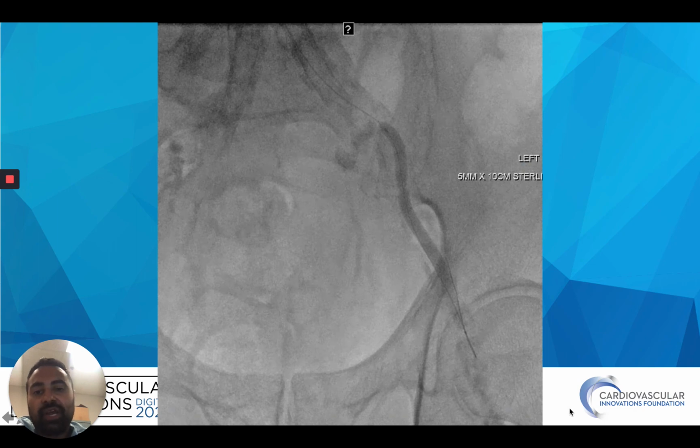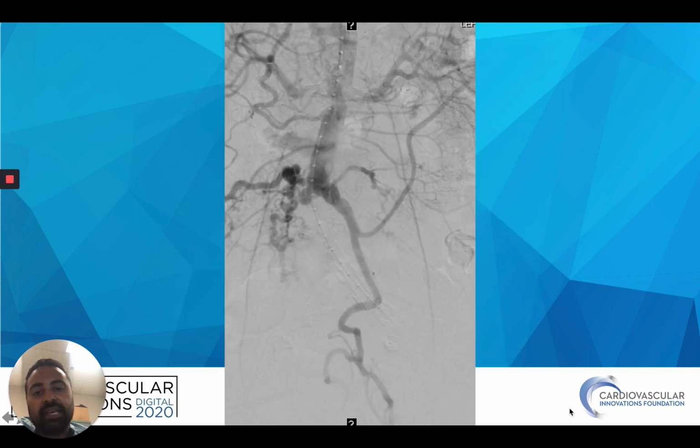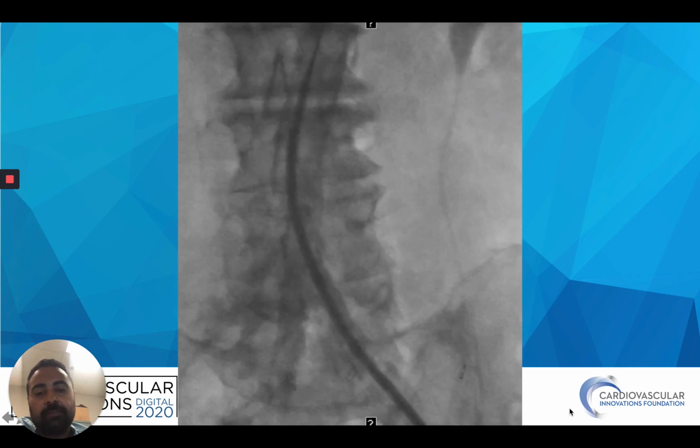From above, just tried to create a path by ballooning in the left side to see if anything opened up. Nothing did. So then we proceeded with bilateral cut downs with the assistance of our awesome vascular surgery colleagues, and just using micropuncture and 018 wires, and then small support sheaths and catheters, we're able to get up to the aorta, get a marking catheter, and get our access.